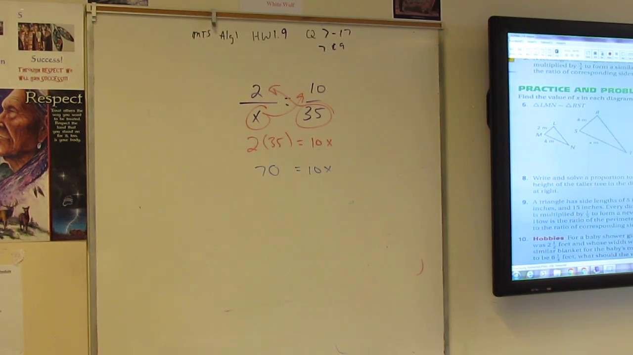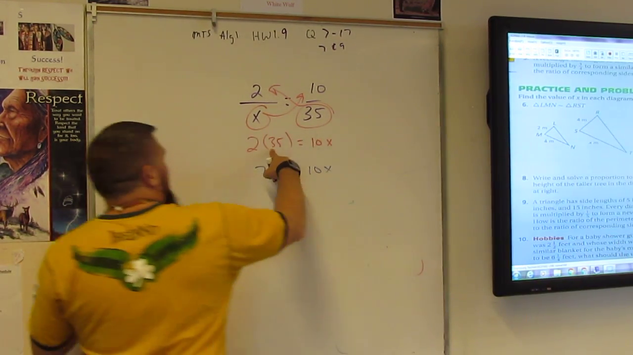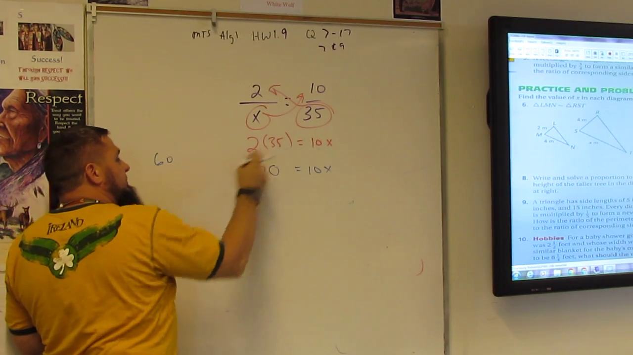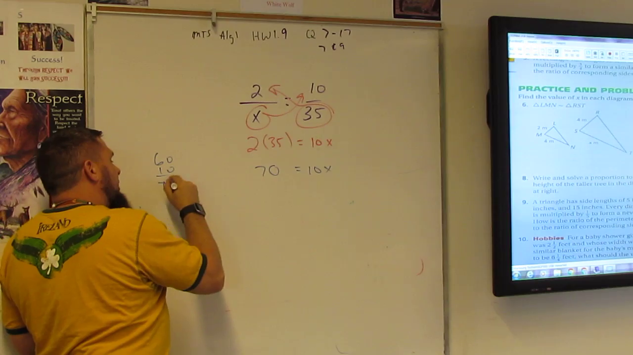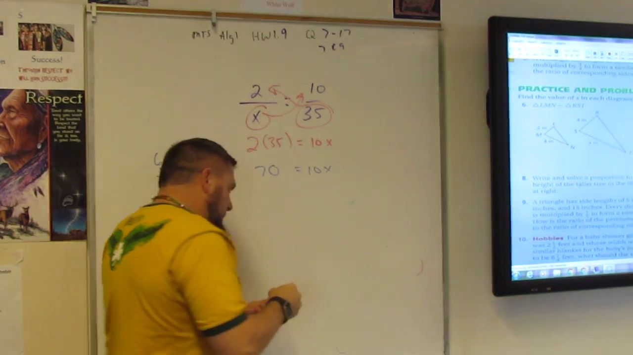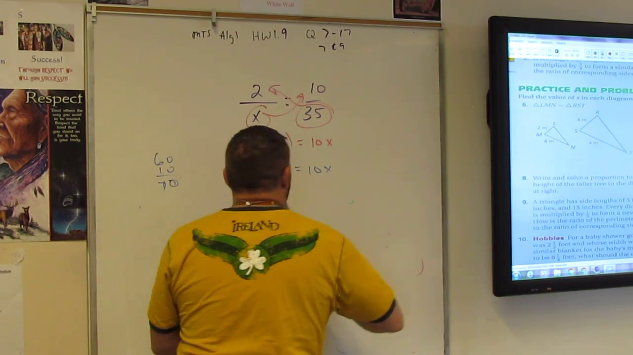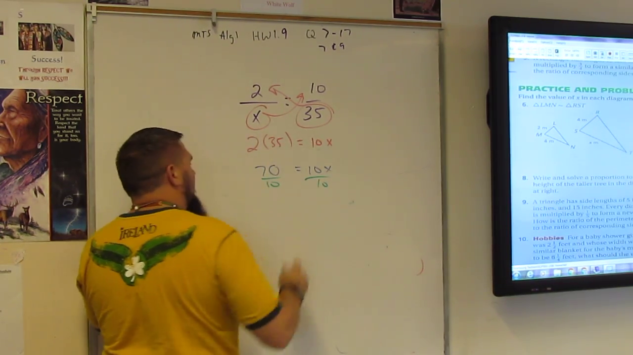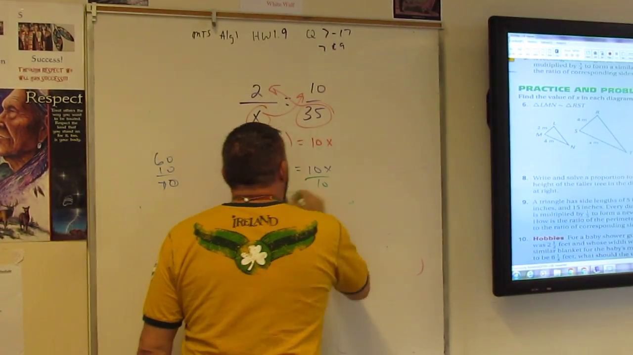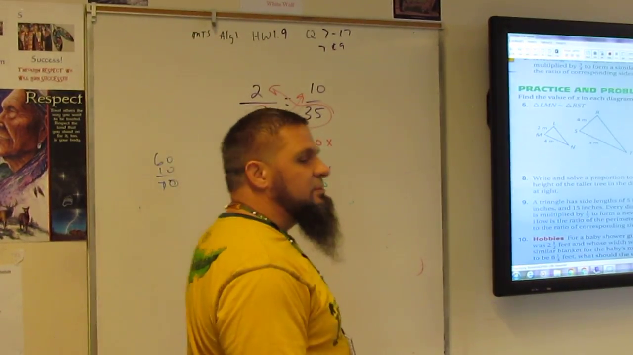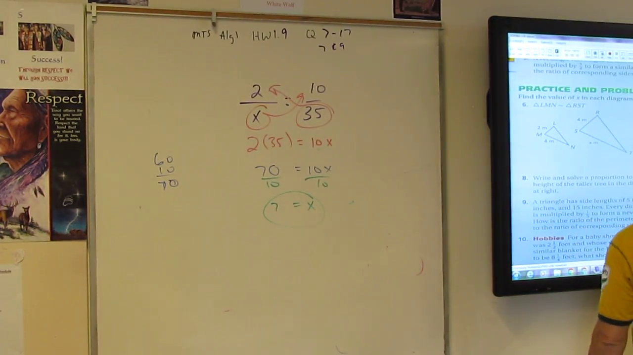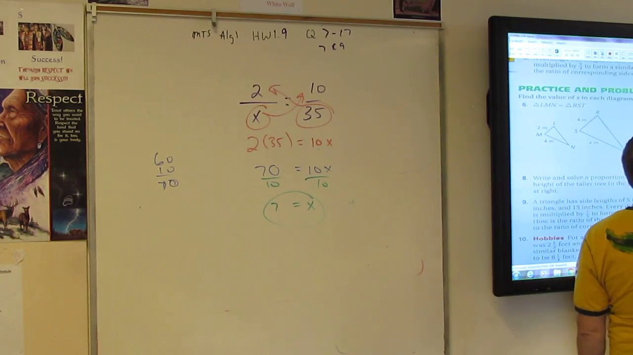I even like to set it up like this. 2 times 30 is 60, and 2 times 5 is 10. And then I've got my 70 set up. All right, now what? Divide. What do I get? 7. So that means that x is 7. This side, to be proportional, has to be 7.